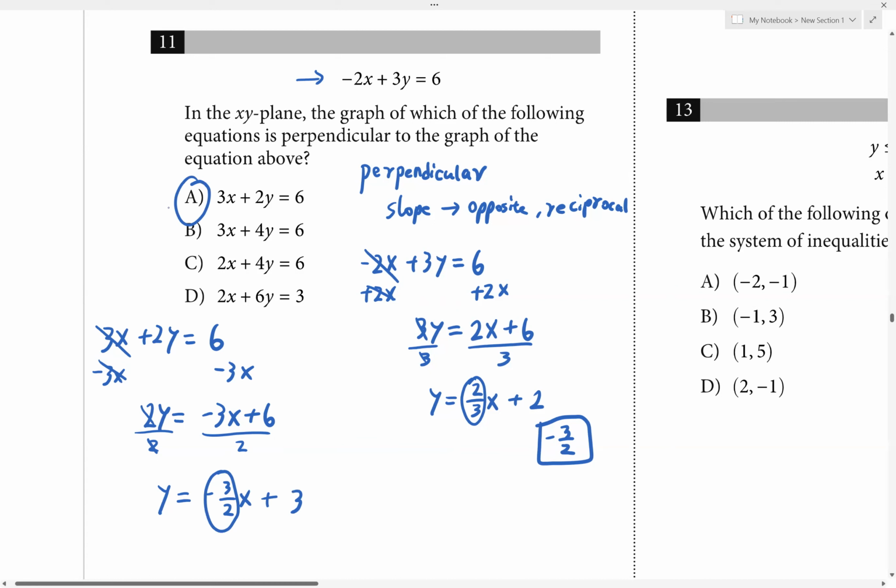So that will be it for number 11. The y-intercept doesn't matter. They could be the same or different. As long as they have opposite reciprocal slopes, the two lines have to be perpendicular. If you check the other answer choices, they don't have the slope that we're looking for. So for number 11, the answer should be letter A.